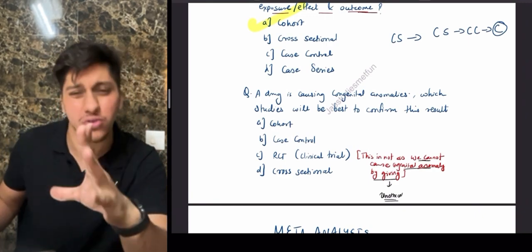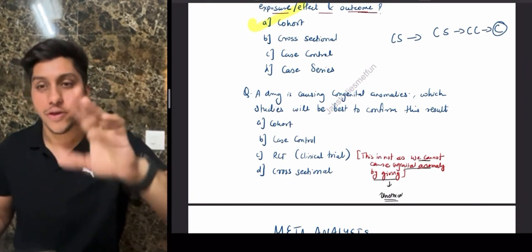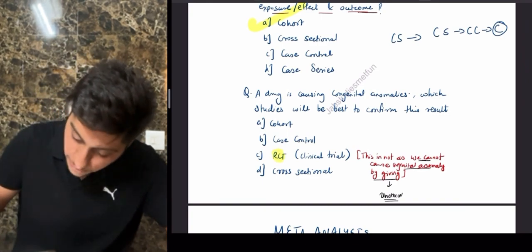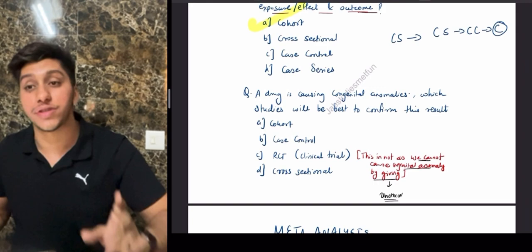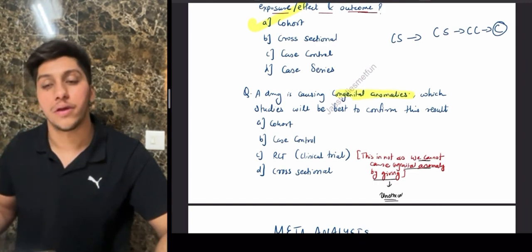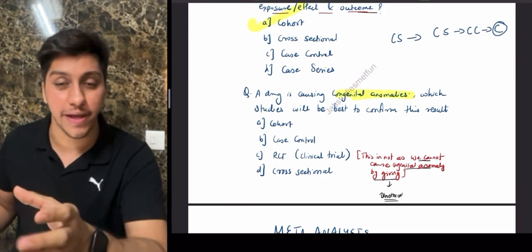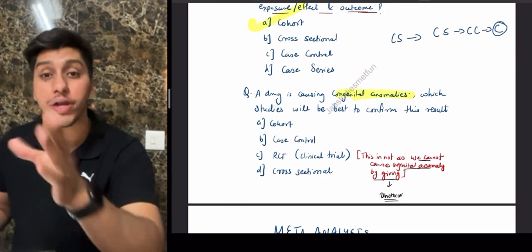Now see, if you just go with the hierarchy I told you, you would obviously mark RCT. Correct? But read the question one more time. They're asking, a drug is causing congenital anomaly. Even if we still haven't discussed RCT, you know that this is a randomized control trial. Remember, RCT comes under experimental or interventional study.